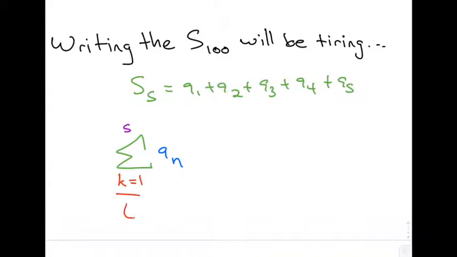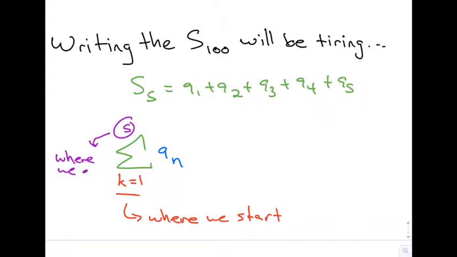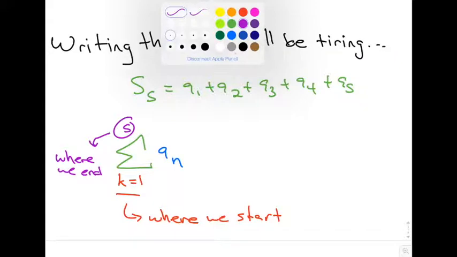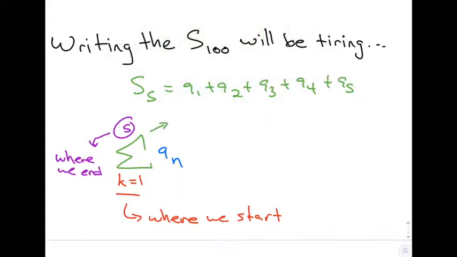K equals 1 tells us where we start. The number on top tells us where we end. The sigma tells us that we're summing. And A sub n is just the sequence over which we're summing. So altogether, this would look like A1 plus A2 plus ... plus A5, as we just saw in the fifth partial sum.